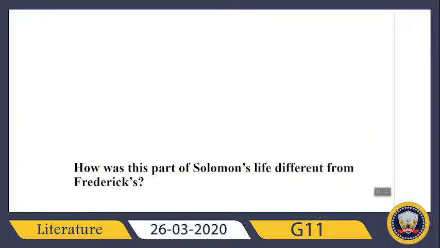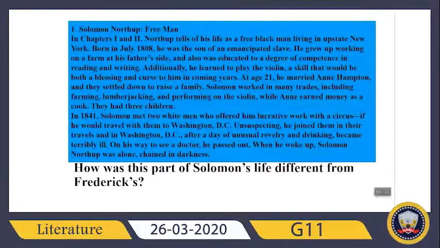Now, the first part of his book. Okay, I will encourage you to pause now. You will press pause and you will read the blue box, which gives you the summary of the first two chapters of Solomon Northup's book, chapters in which he describes his life as a free man. And then you will answer the question: how was this part of Solomon's life different from Frederick's life? Pause now.